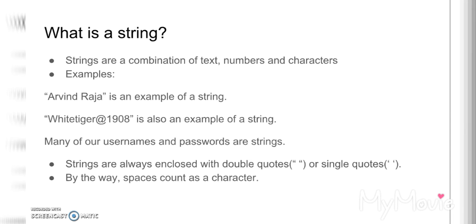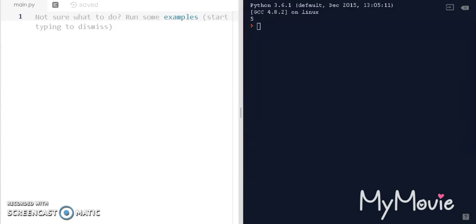What is a string? Strings are a combination of text, numbers and characters. Some examples: Arvind Raja is an example of a string. White Tiger at 1908 is also a string. Many of our usernames and passwords are strings, and strings are always enclosed with double quotes or single quotes. And by the way, spaces count as a character. Strings can also be assigned to variables.